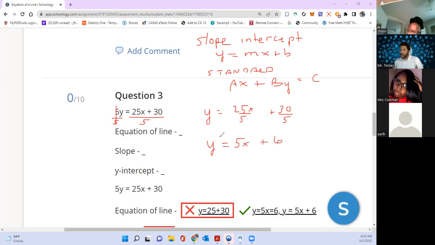Now, once we see this, it should be easy to find the slope and the y-intercept. What's the slope from here? Can anybody tell the slope from this equation? 5. Oh, I'm sorry, I'm freezing up. Okay, I'm sorry. Do I need to go back?